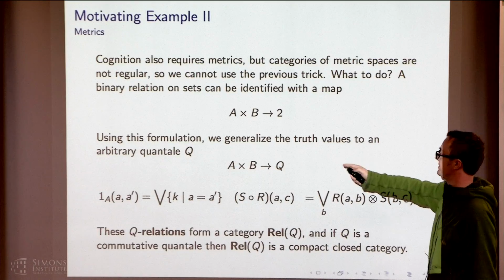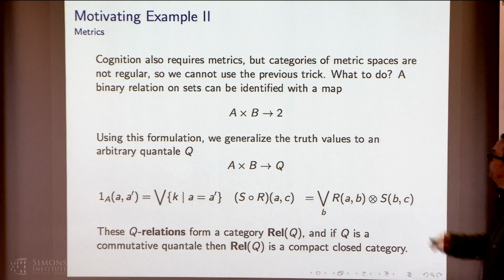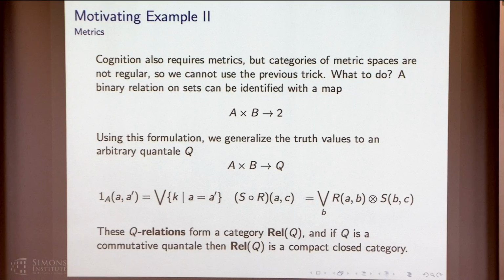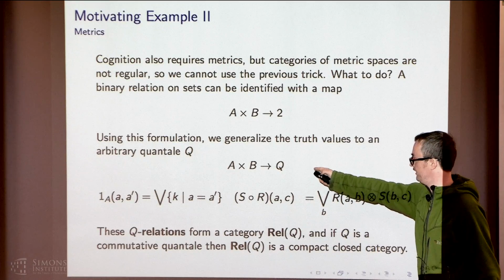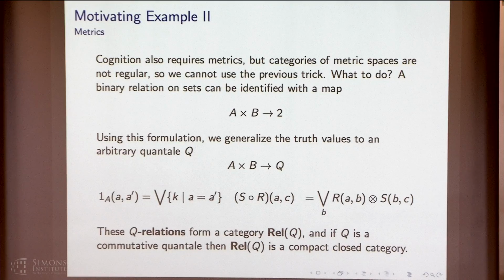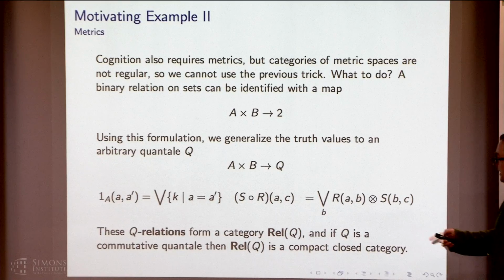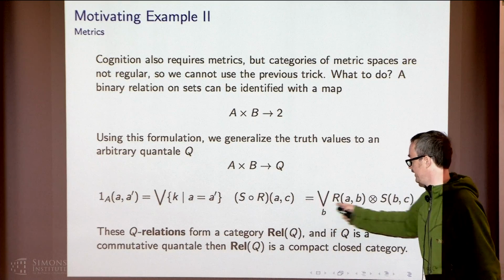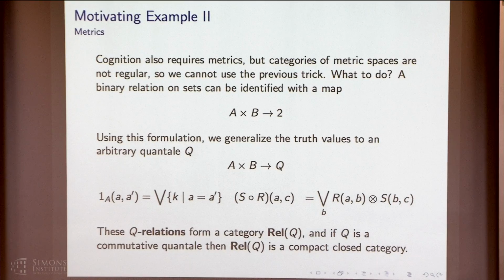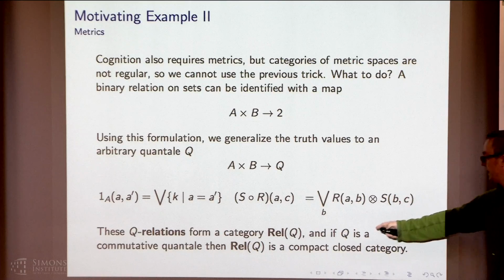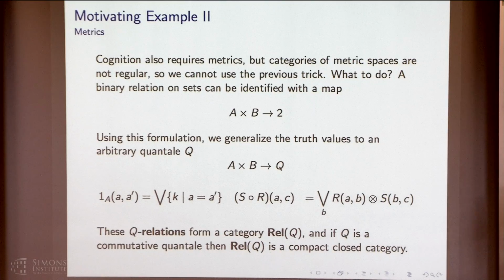A binary relation on sets can obviously be thought of as a map from the product into the two-element set. And then there's a fairly obvious generalization that we've already seen in Manoush's talk, where we can generalize our truth values to live in an arbitrary quantale, and we can define identities and composition in ways that basically parallel the way you'd usually compose relations, but substituting tensors for ands and the join for the usual or, so everything works in a fairly natural way.